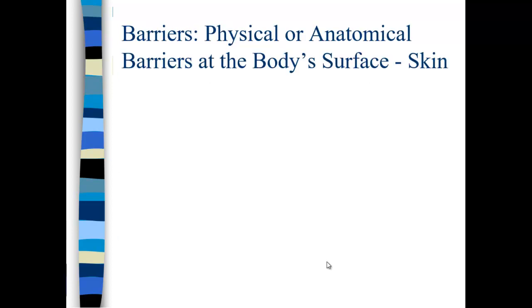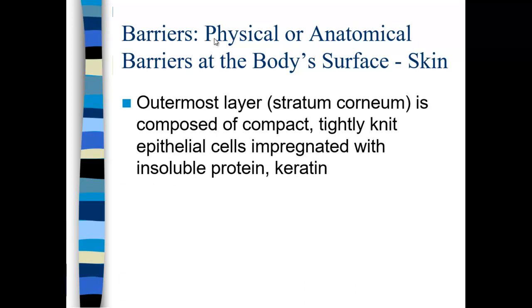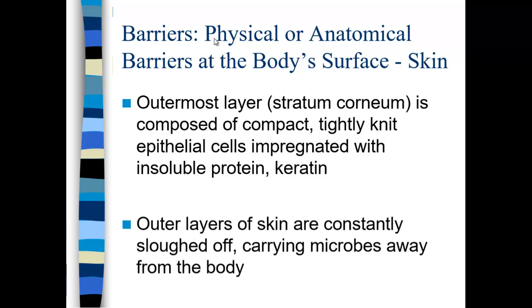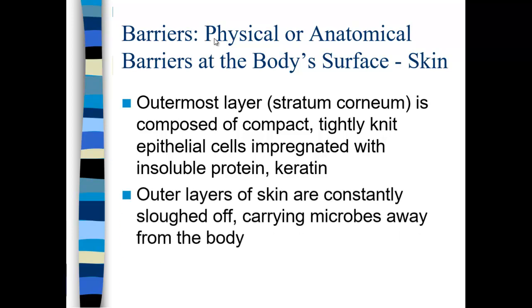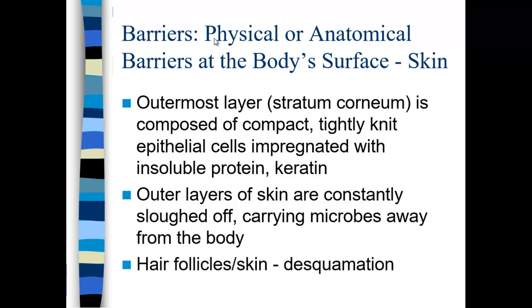Okay, so looking at the first line of defense, one of the important portions of the first line of defense is physical and anatomical barriers to the body, and that includes skin. The outermost layer of skin, called the stratum corneum, is composed of compact, tightly knit epithelial cells impregnated with an insoluble protein called keratin. And the outer layers of skin are constantly sloughing off. Their skin scales then carry microbes away from the body.